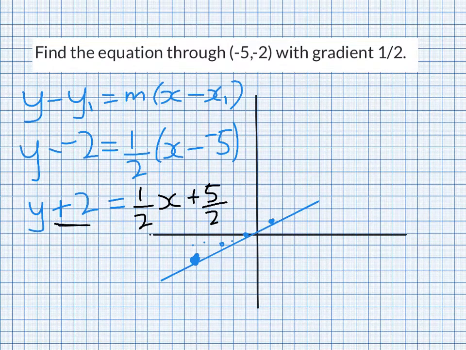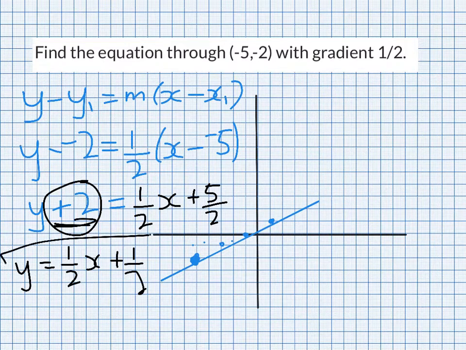Now I just need to subtract 2 from both sides. So y equals 1/2 x plus, well, 5 over 2 minus 4 over 2 gives me 1/2. So that's my equation of the line. Now let's get rid of that ruler so that we can see it. And that looks exactly right.